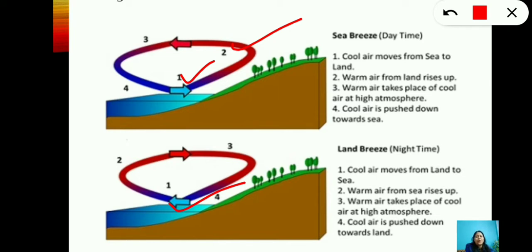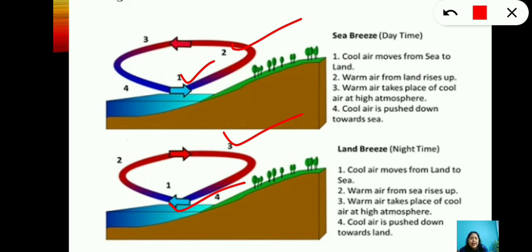In step 3, we can see warm air takes the place of cool air at high altitude. And point number 4, cool air is pushed down towards the land. So I think it is clear, children. These are the stepwise explanations of sea breeze and land breeze.